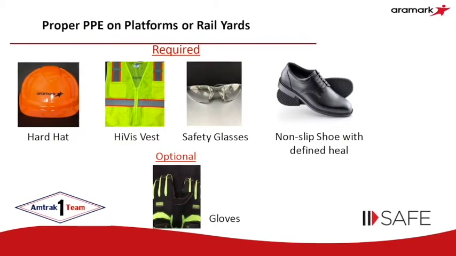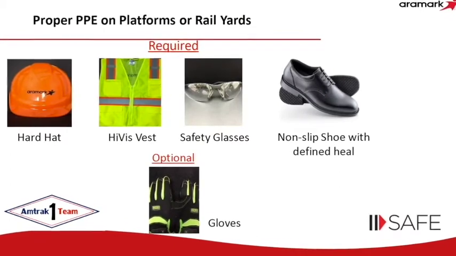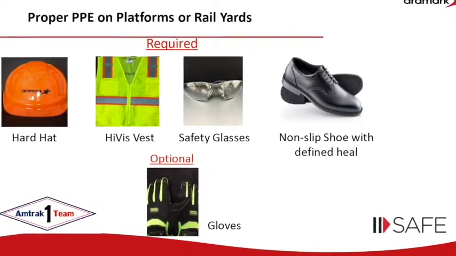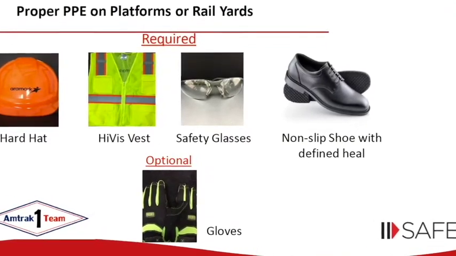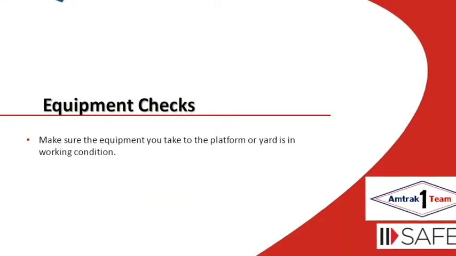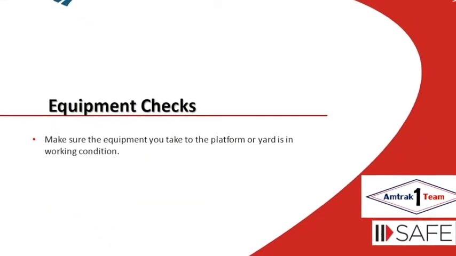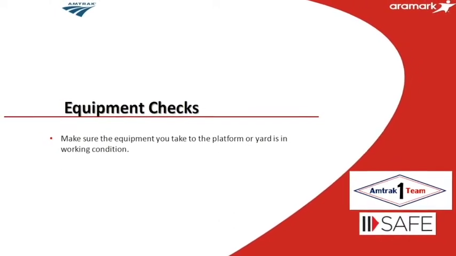Proper PPE on platforms or rail yards. Required: a hard hat, high visibility vest, safety glasses, non-slip shoes with a defined heel. Optional: gloves. Equipment checks. Make sure the equipment you take to the platform or yard is in working condition.